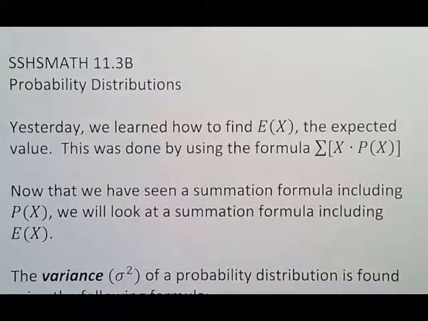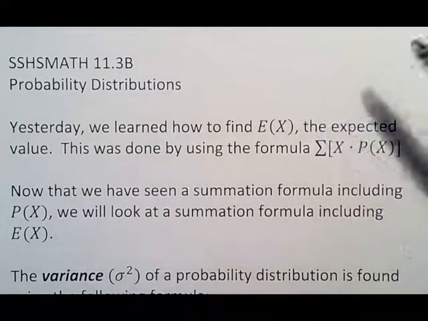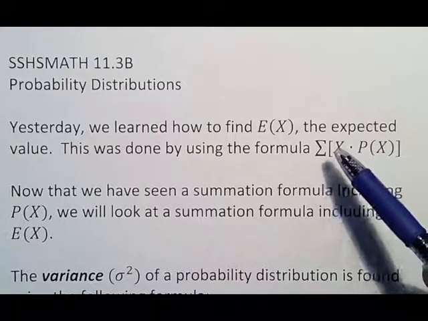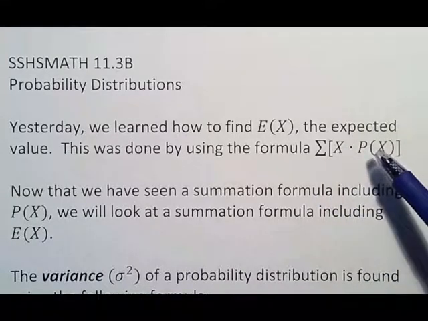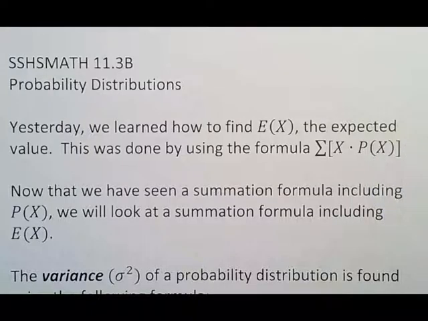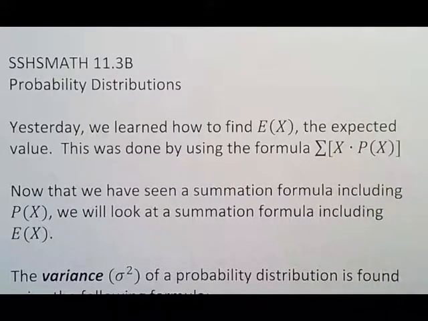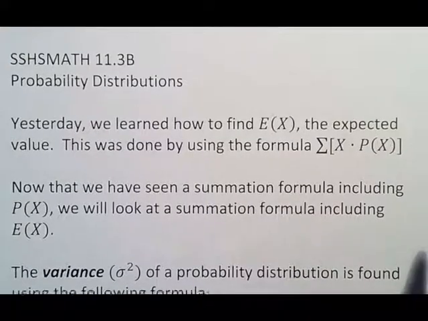Alright, 11.3b is still with probability distributions. Yesterday we learned how to find E of x, which was the expected value, and that was done by taking the prize or the value amount times the probability of that prize popping up. And now that we've seen a summation form, remember that's the summation symbol, including P of x. Now we're going to look at one including E of x.